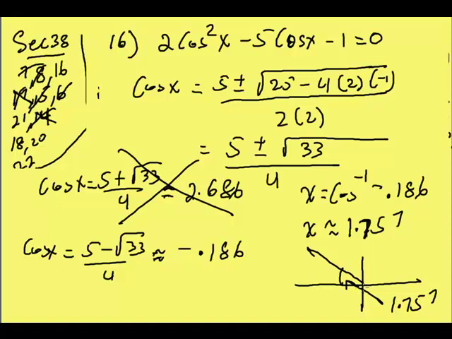But we know cosine is negative another place. What quadrant is cosine negative in? Third quadrant. That means we have to find this angle also. So, how do I find that angle? X is going to be pi plus 1.757, and calculate that for me, please. 4.899.